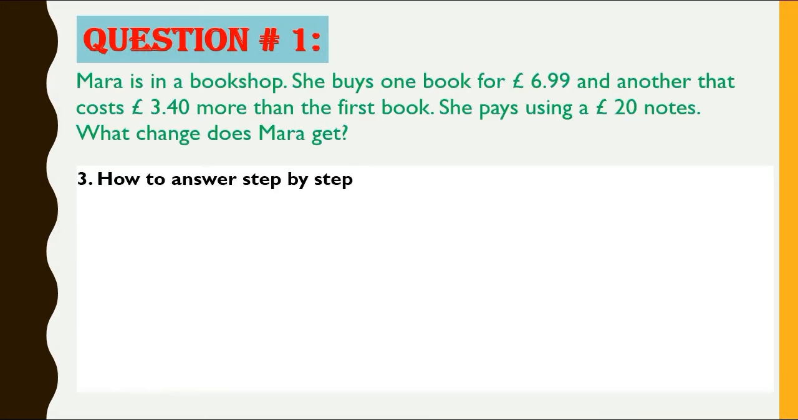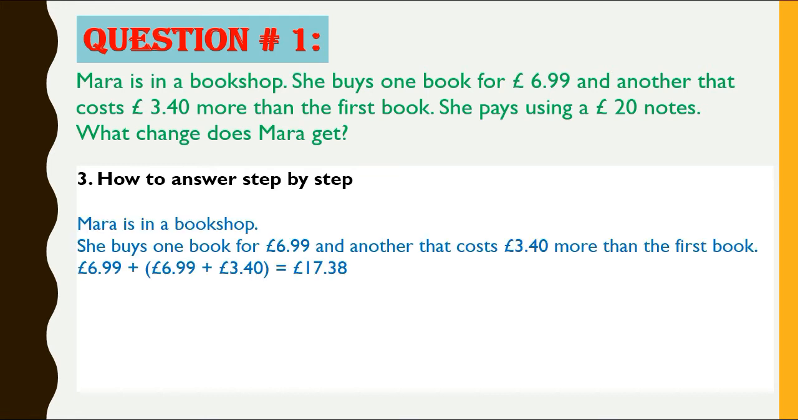Now how to answer step by step. We will learn how to give the answer step by step. Mara is in a bookshop. She buys one book for pound 6.99 and another that costs pound 3.40 more than the first book. Means the cost of the first book was 6.99 pounds and the second book cost was 3.40 more than the first book. So the first book price was 6.99 and the second book was 3.40 pounds more than the first book. So we'll add them.